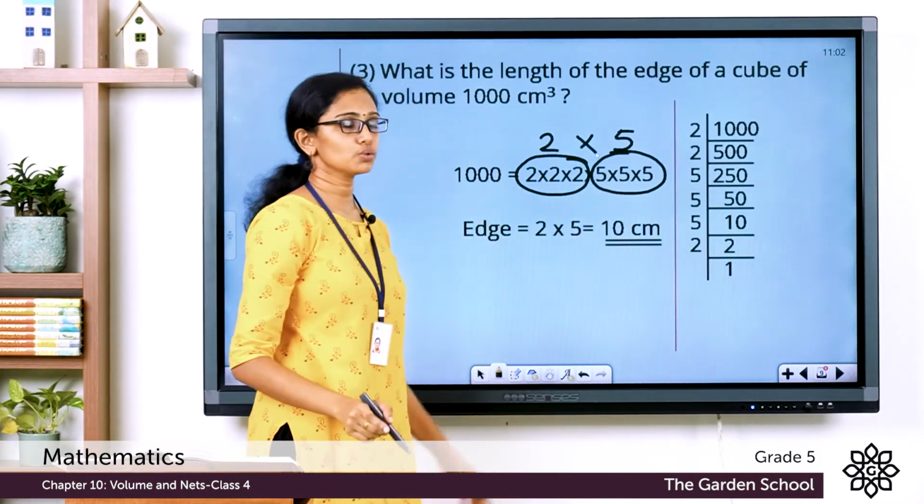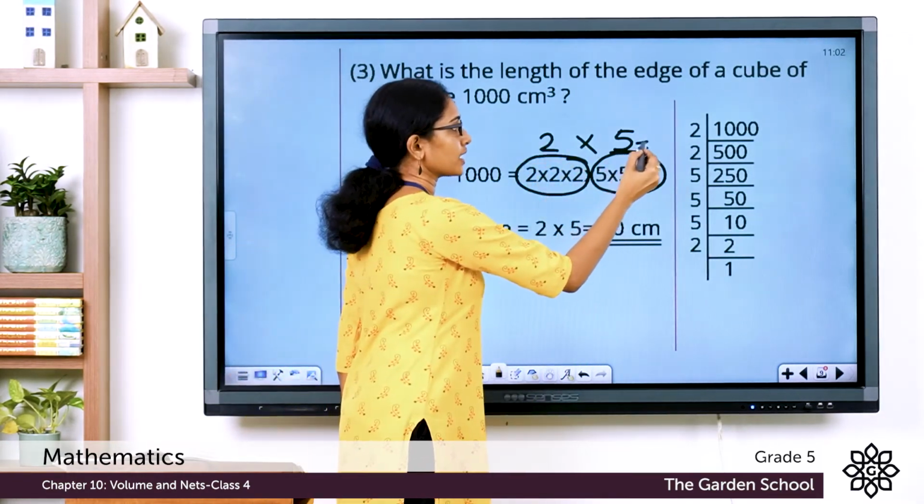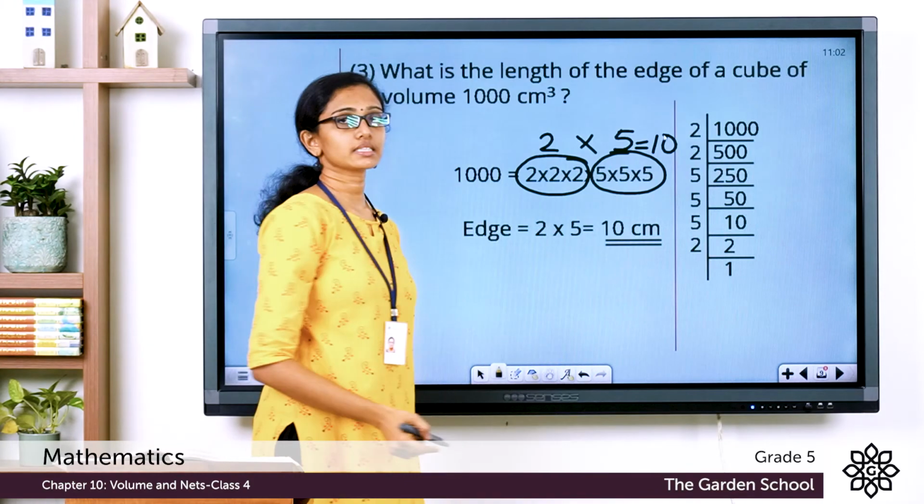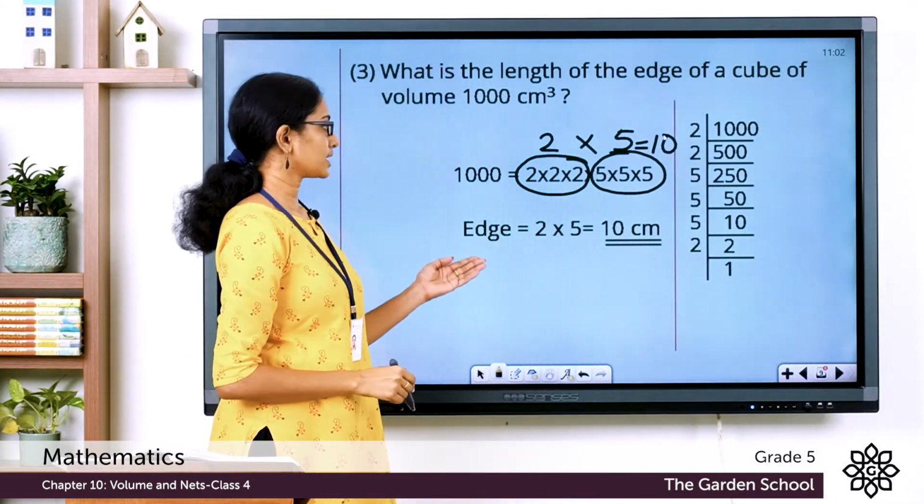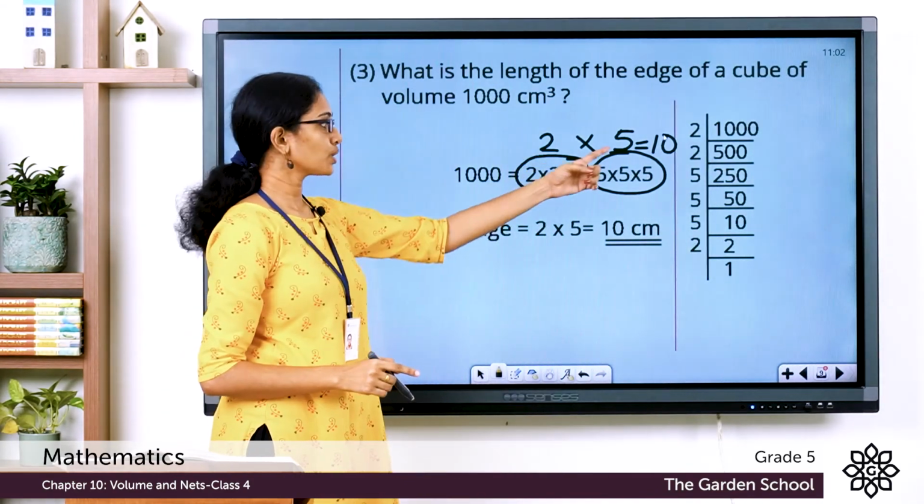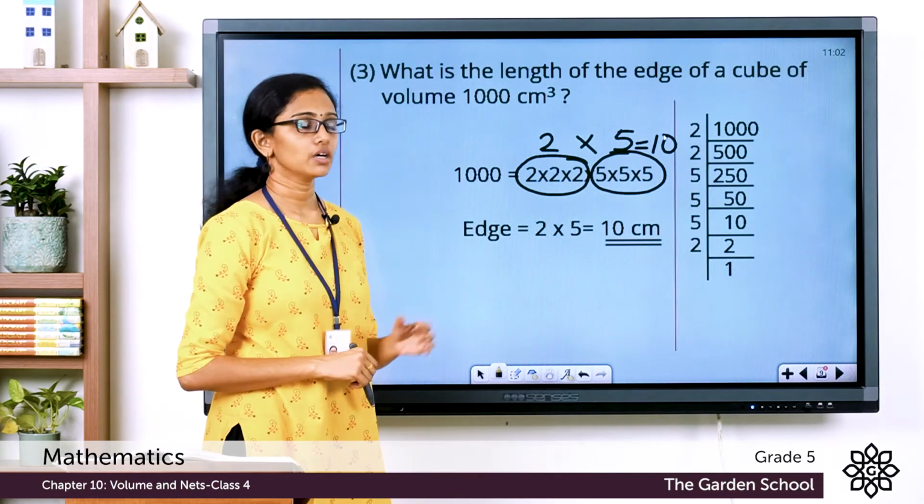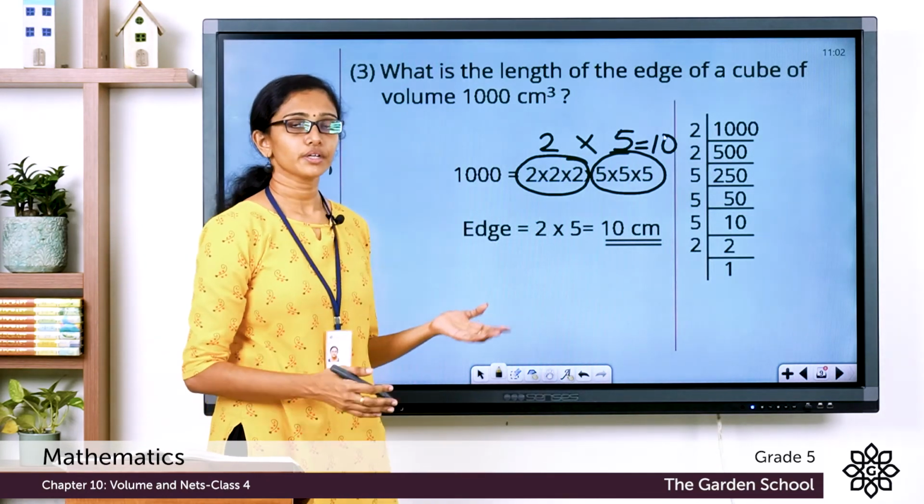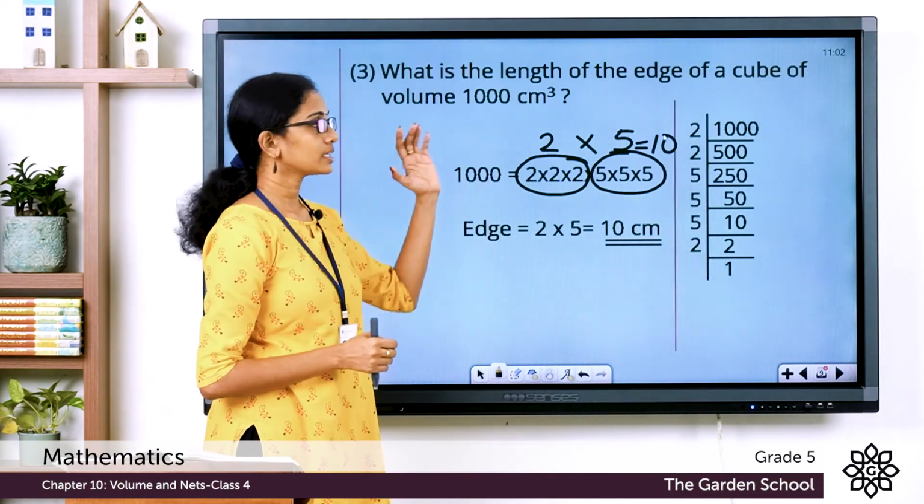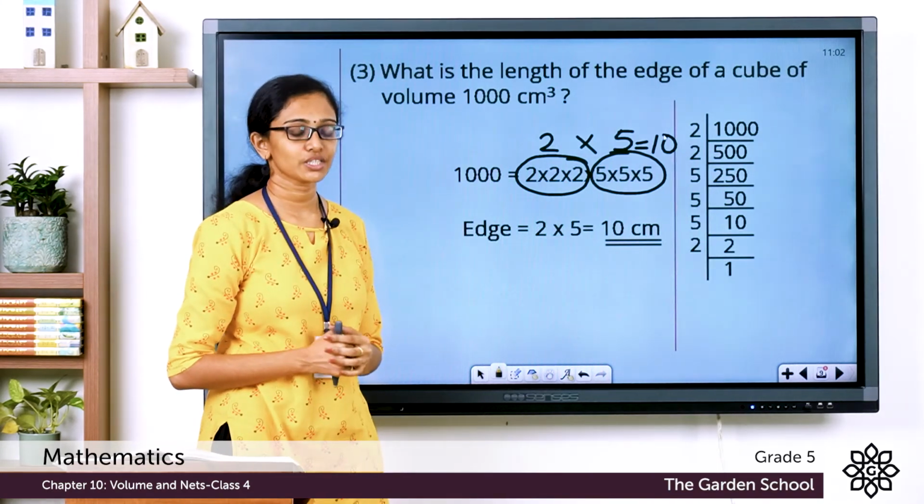Then multiply these two. And what is 2 into 5? You get 10. And that is the length of the edge. That is, edge is equal to 2 into 5 equal to 10 centimeter. So this way you can find out the edge of a cube given the volume. So I hope this is clear to you.